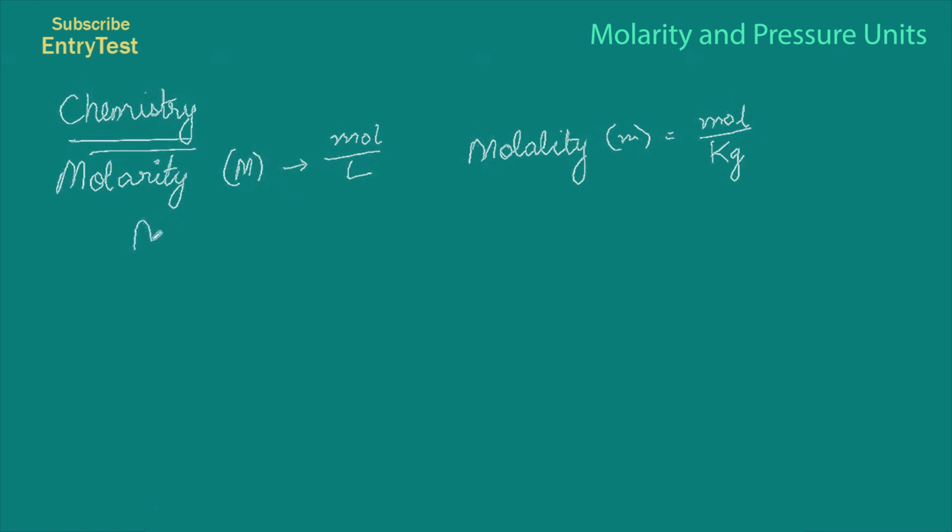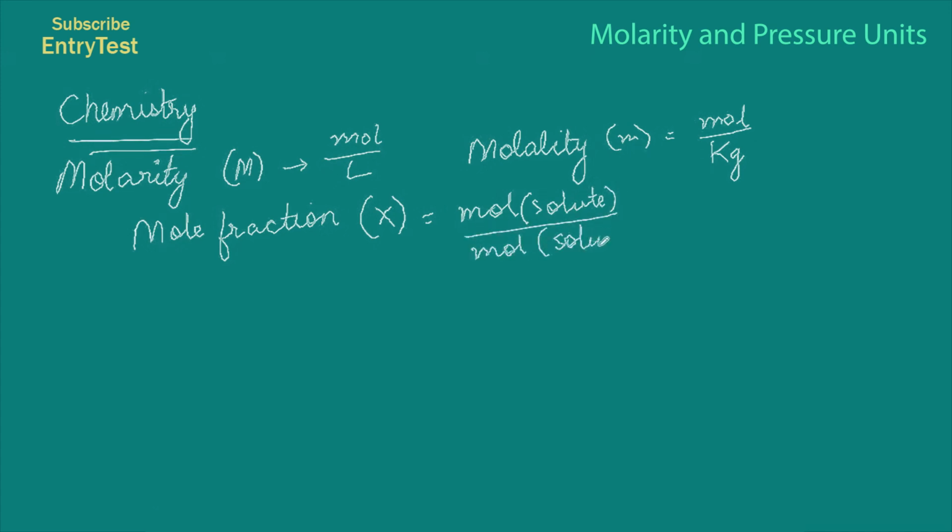And then there is a ratio known as a mole fraction. Now, mole fraction is a ratio. It is represented by capital X, and because it's a ratio, it does not have any units. Now, mole fraction refers to the number of moles of the solute divided by the number of moles present in the solution. So this ratio is known as a mole fraction.